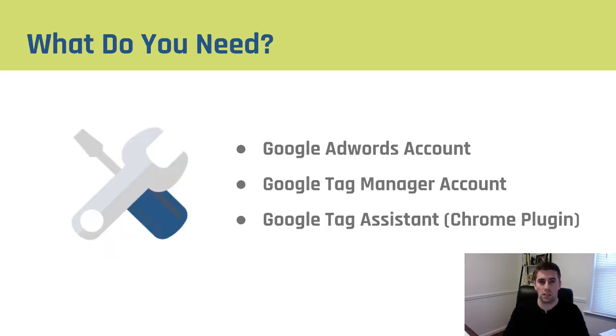So what do you need in order to make this installation possible? First, you have to have an AdWords account. Second, you have to have a Tag Manager account. And third, having a Google Tag Assistant Chrome plugin makes a big difference. It allows you to verify that your AdWords conversion pixel is firing correctly.